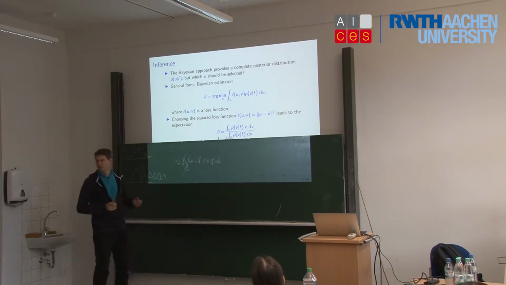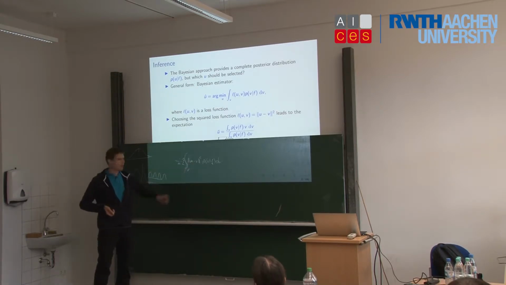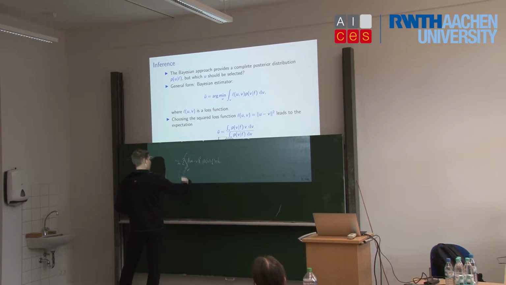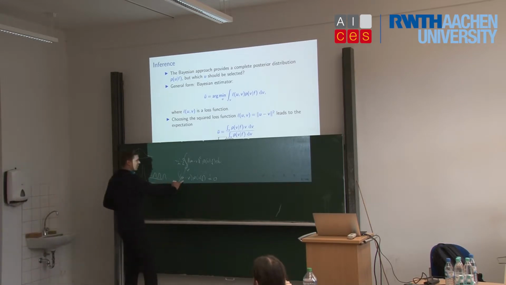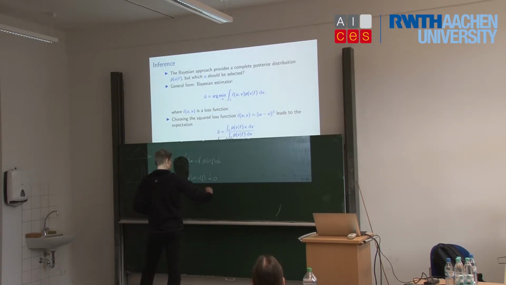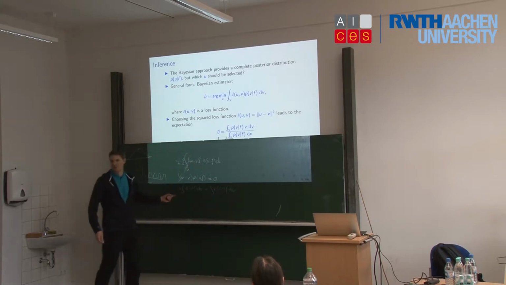When you differentiate this with respect to u, it's a minimization problem. What do you get? You get the integral of (u minus v) times p of v given f. Now you set it to 0, because you want to get the minimizer of that. And then you easily see that you can get out u here. So it is u times the integral of p of v given f dv equals the integral of v p of v given f dv, and then you just divide to get out the u.